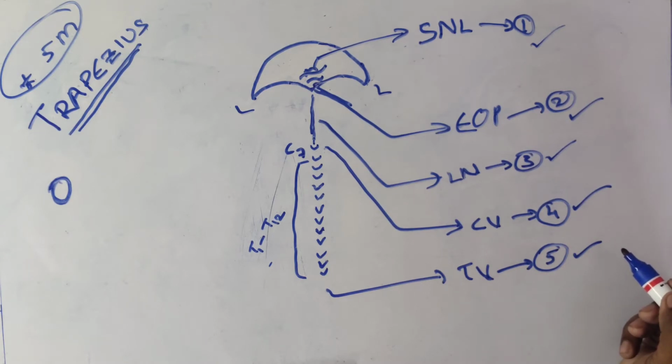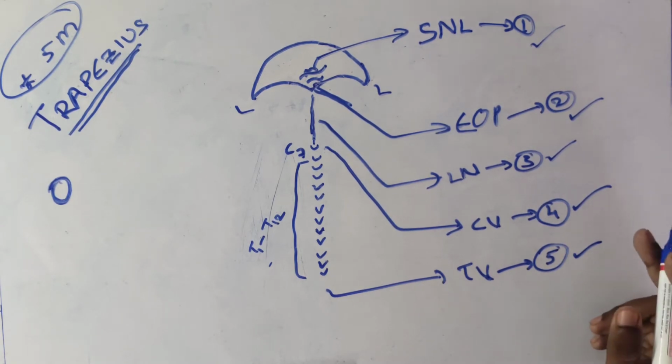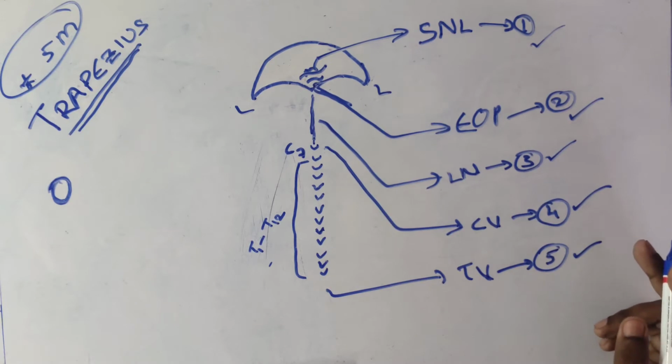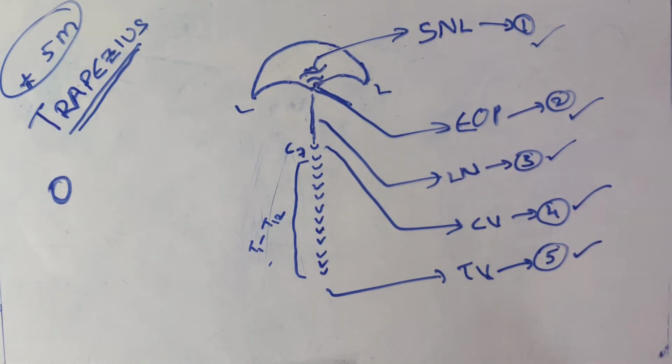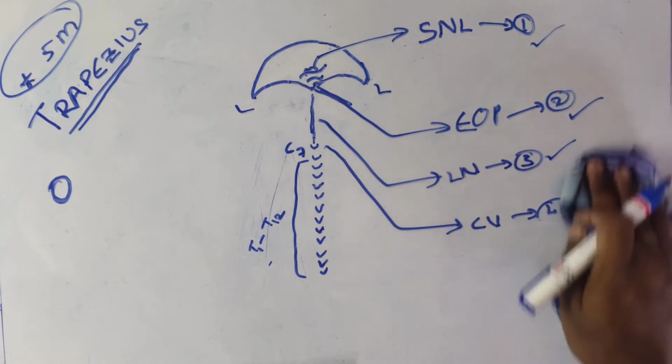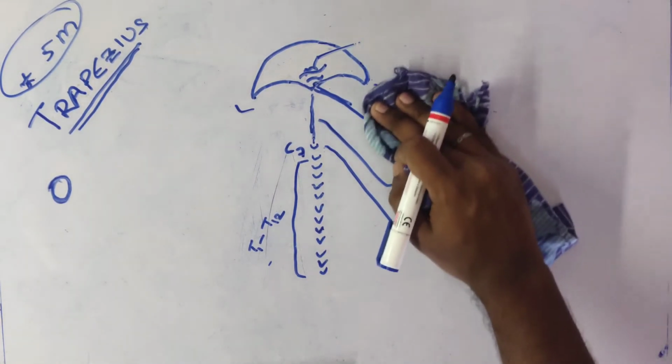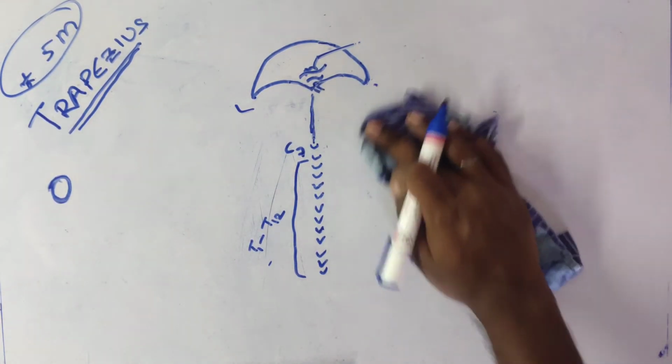So in the trapezius muscle, 13 vertebrae are involved in the origin of this muscle, and then one ligamentum nuchae, the external occipital protuberance and the superior nuchal line. These are the origin points of the trapezius muscle.